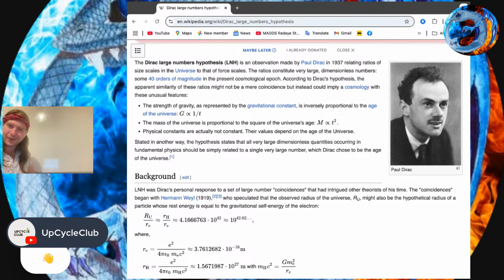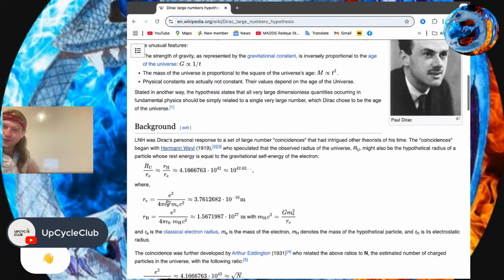For example, the first bullet point: the strength of gravity, as represented by the gravitational constant, is inversely proportional to the age of the universe. I believe that's G ∝ 1/T, where T would be about 13.8 billion-ish years. The mass of the universe is proportional to the square of the universe's age. In this case, big M, our total observable stuff in our observable universe, is proportional to T squared. Physical constants are not actually constant. Their values depend on the age of the universe. And they go through some interesting things here.